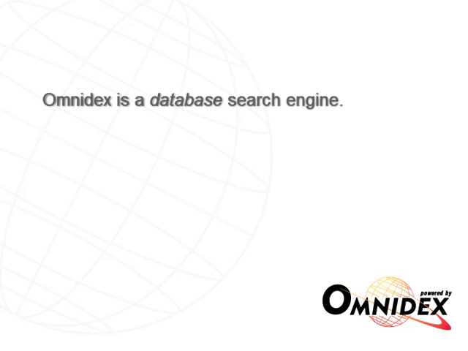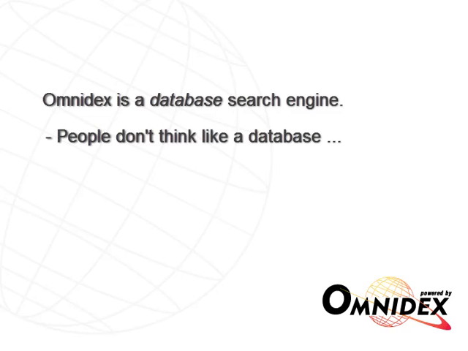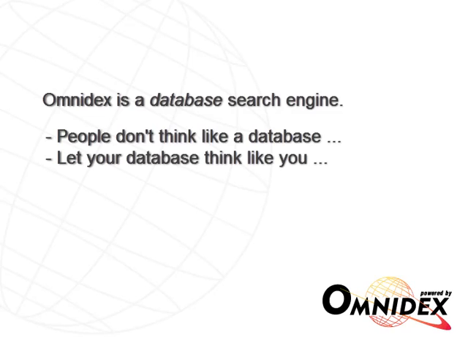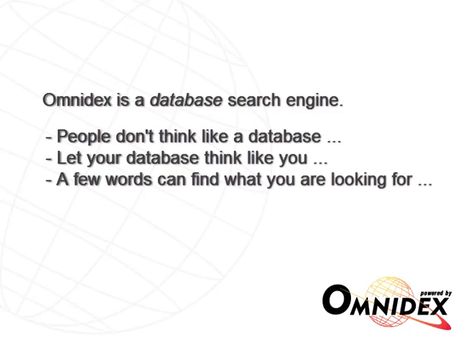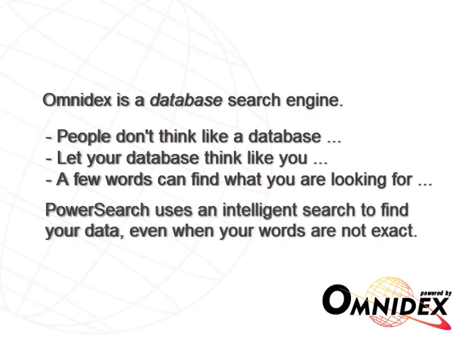Omnidex is a database search engine. It brings the capabilities of an internet search engine to your database. You see, people don't think like a database. You need to let your database think like you. Just like with the internet, you should simply type in a few words and find what you're looking for. Power Search uses an intelligent search to find your data, even when your words are not exact. Let's see it in action.